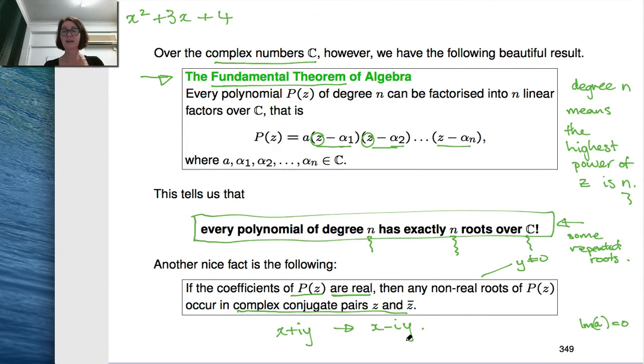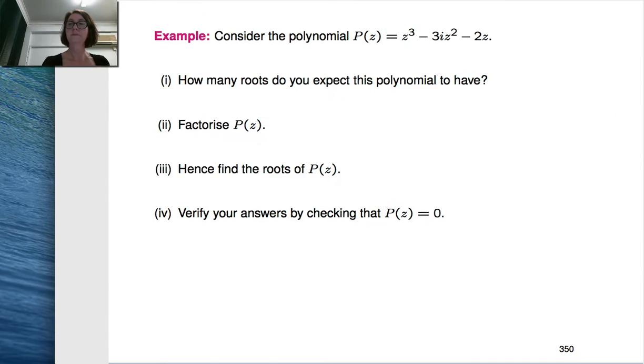And we saw an example of that last week when we were factorising a quadratic. So I'm going to do one example for you, and then there's lots of other examples for you to try yourself at home. So here's the polynomial that we're going to consider. And the first question is, how many roots do you expect this polynomial to have?